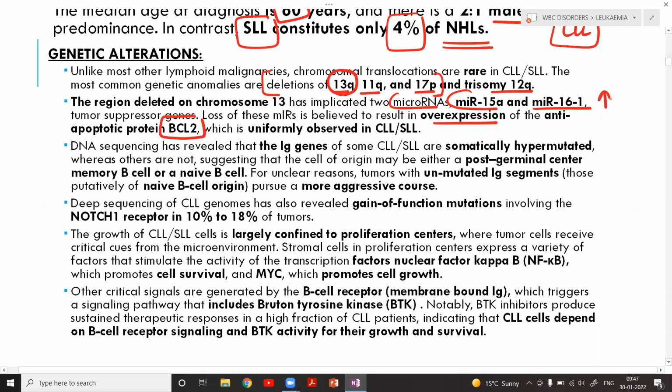So always remember, if the amount of BCL2 increases, what is going to happen? BCL2 is anti-apoptotic. It doesn't allow apoptosis to occur. So it ensures the survival of these tumor cells. So more BCL2 release, more is the survival. And why has BCL2 increased? Because of decreased expression of microRNAs 15 and 16. And why was that? Because of deletion of 13q.